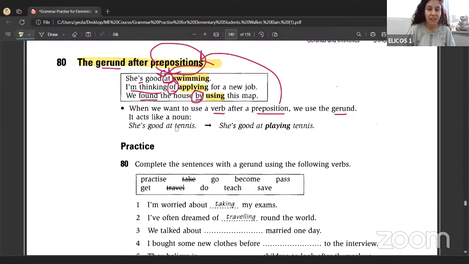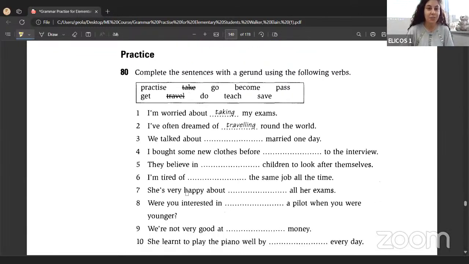So she's good at tennis. You could say she's good at playing tennis. They're both the same sentence, but one just has the gerund. So let's practice so we can then see how this works. I'll do the first two. I'm worried about taking my exams. I can see the word about, that's a preposition. So I'm worried about taking my exams.